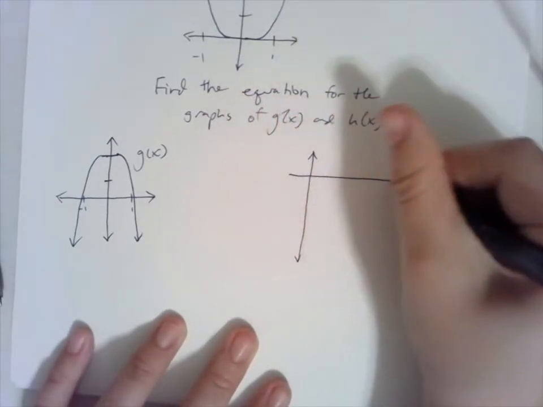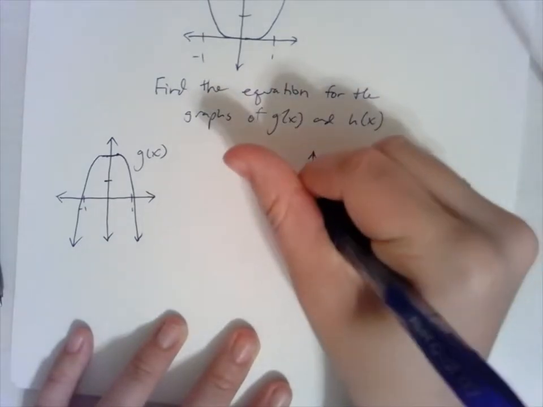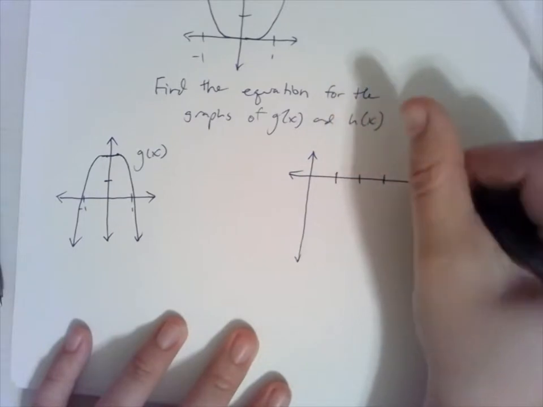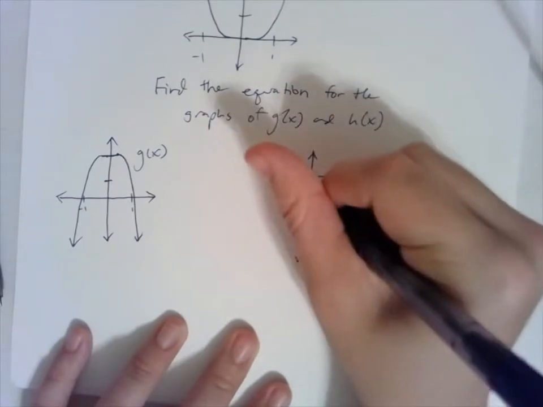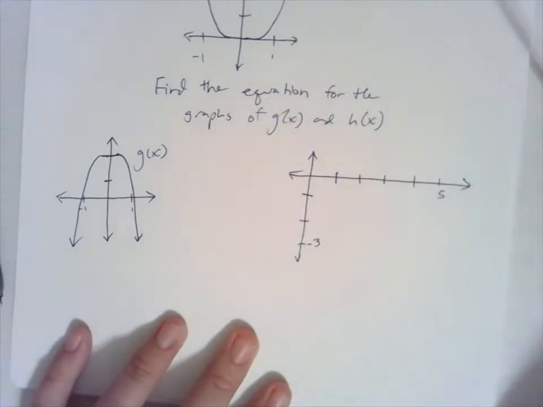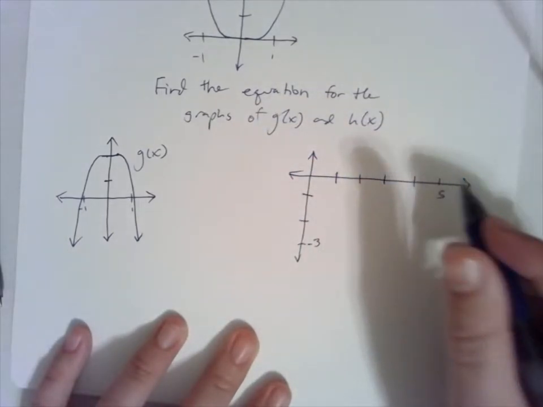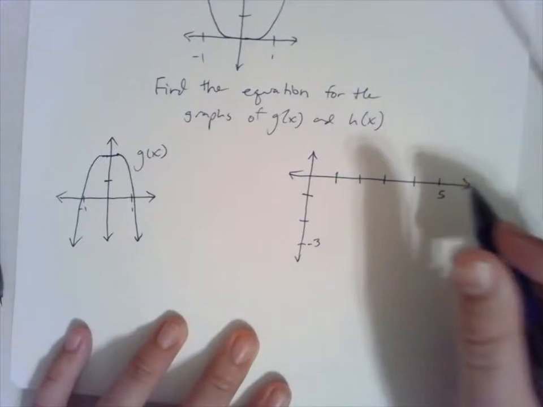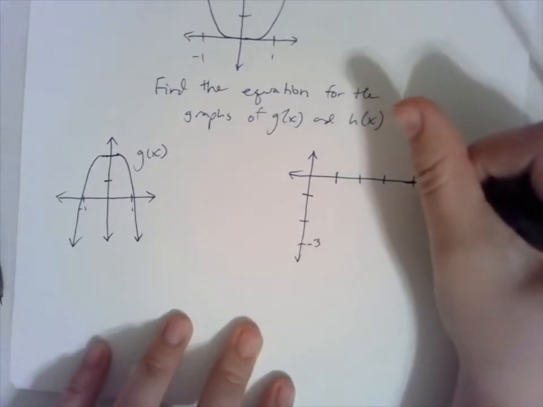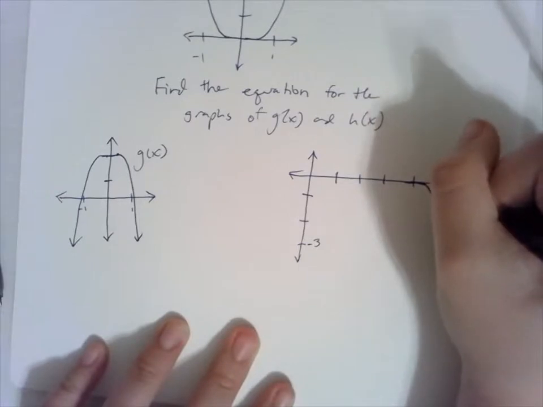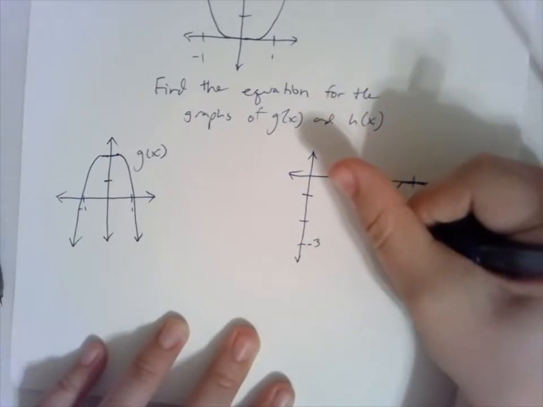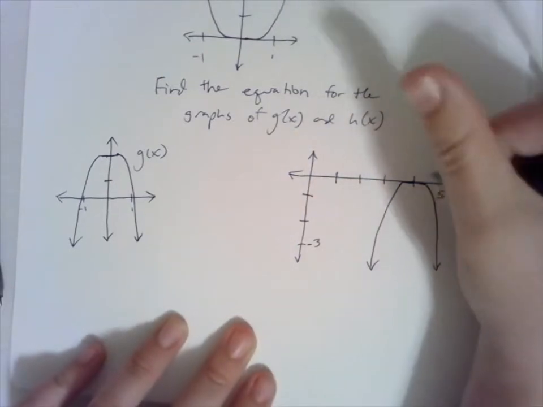We'll call this one 1, 2, 3, 4, 5, and we'll go down 1 to negative 3. The graph of h of x looks like this. It touches right here at 4, gets flat at 4, and then starts to do that curvy thing. Again, this is h of x. Let's talk about what we see is happening.